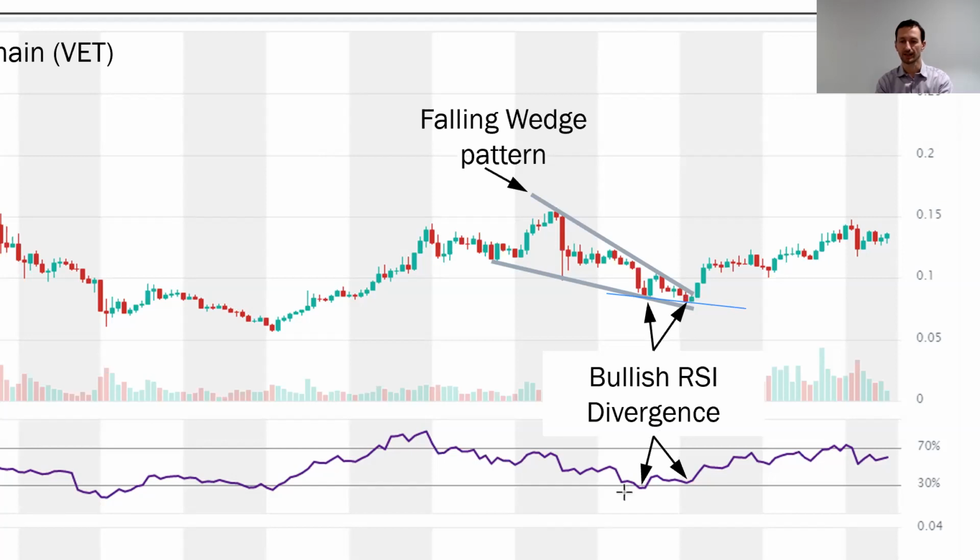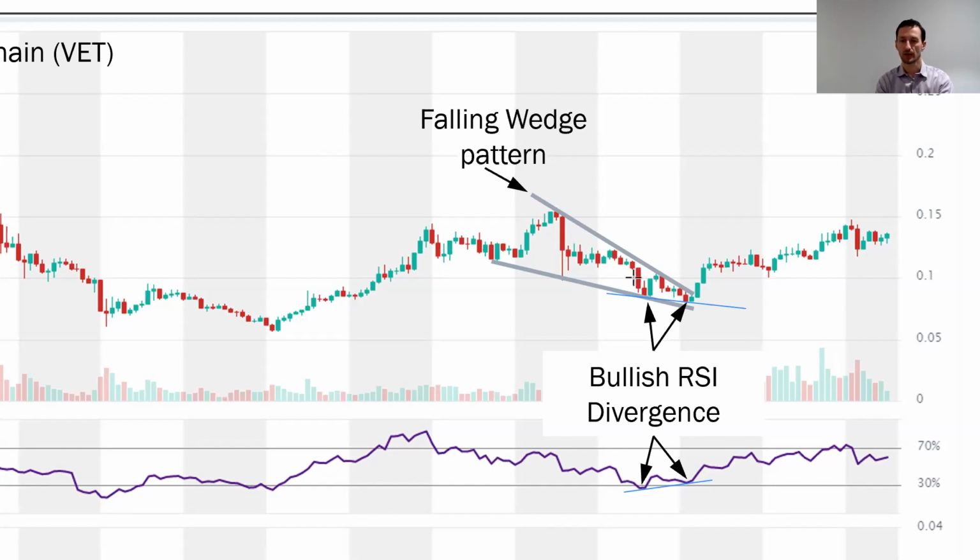The RSI actually at those exact times, at those swing lows, if you connect those two points, the RSI was rising. That's your bullish RSI divergence. Price is declining, but RSI says, no, the momentum is actually improving. And that breakout was therefore confirmed by this bullish RSI divergence.